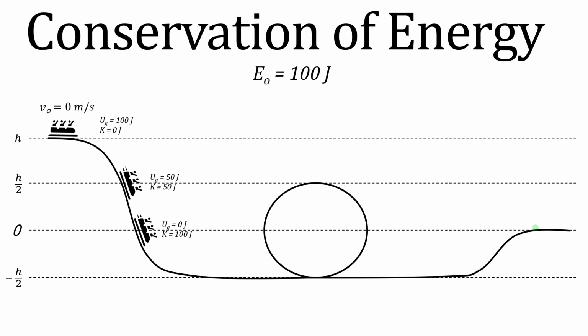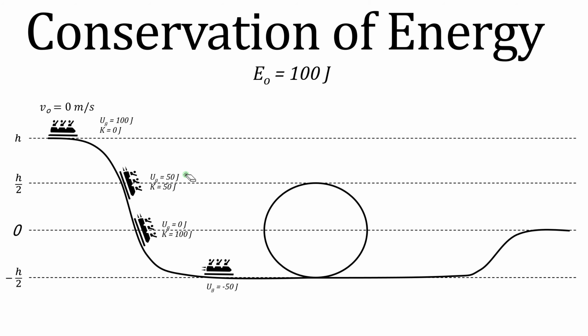Now here's where things get a little bit conceptual and tricky. What happens when I go below ground at a negative height of h over 2? So, half the original height, but underground. Well, now this means that I'm going to have a negative height, and therefore a negative potential energy of 50 joules, similar to what you had at a positive height of h over 2.